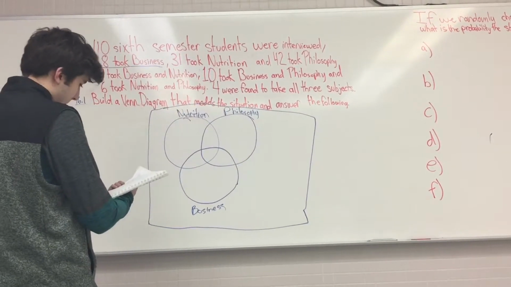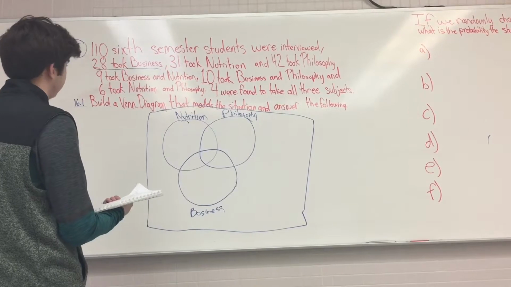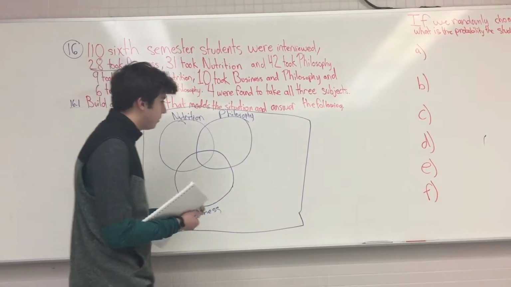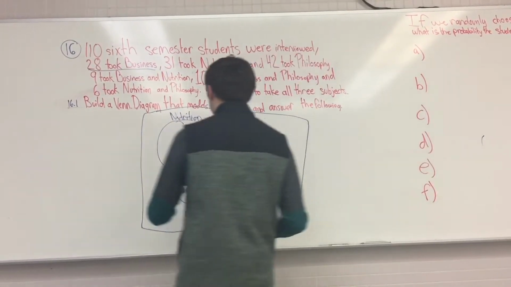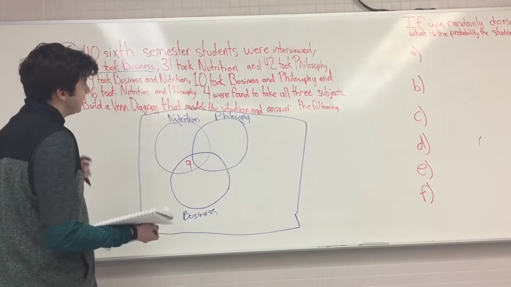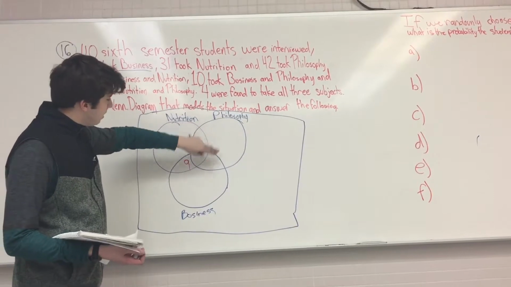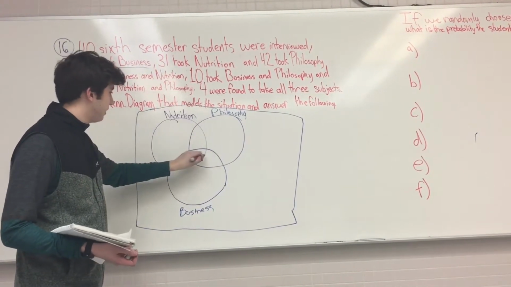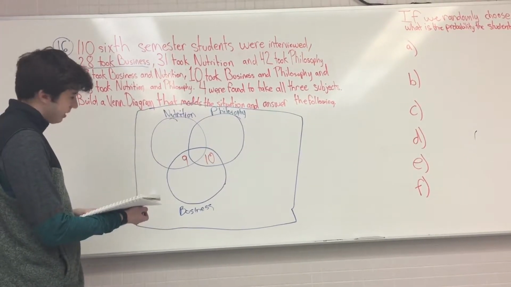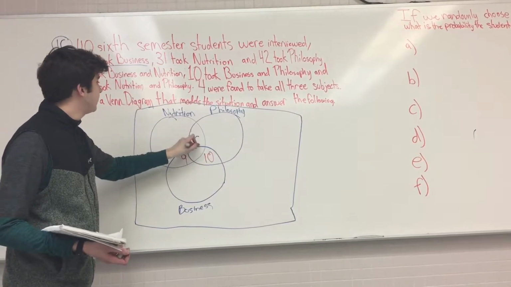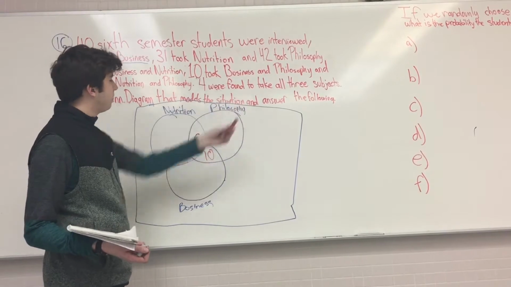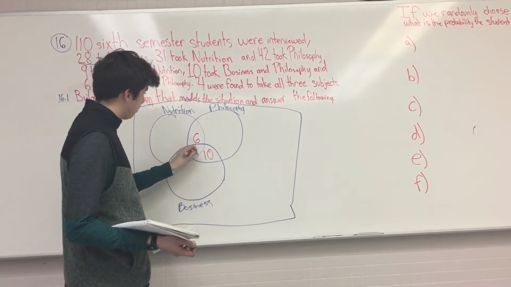So it tells us 9 took business and nutrition. So between business and nutrition, here must be a 9. Okay, so we already answered this one. Now 10 took business and philosophy. Here between business and philosophy, here must go the number 10. Then 6 took nutrition and philosophy. So here between nutrition and philosophy, there must be a 6. And we also know that 4 students were found to take all 3 subjects. So here in the middle, there must be a 4.